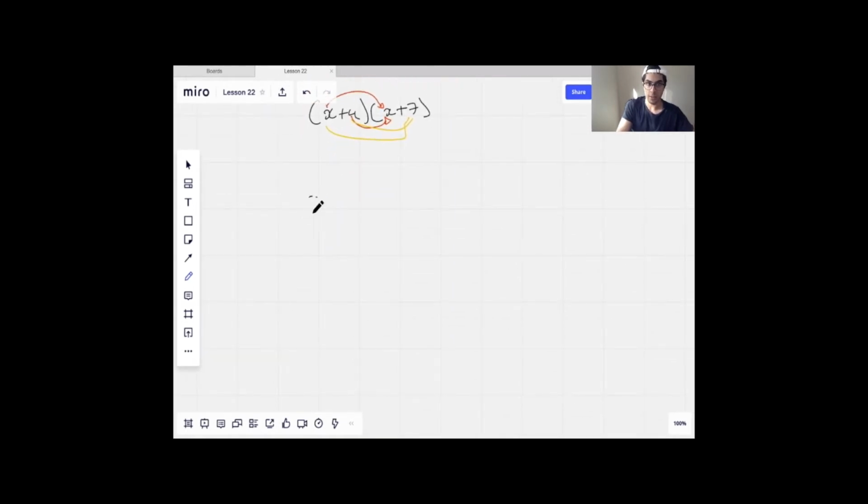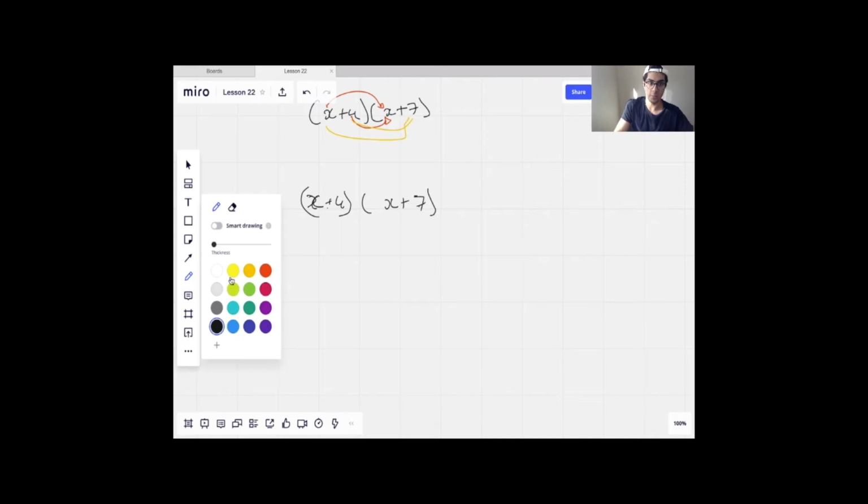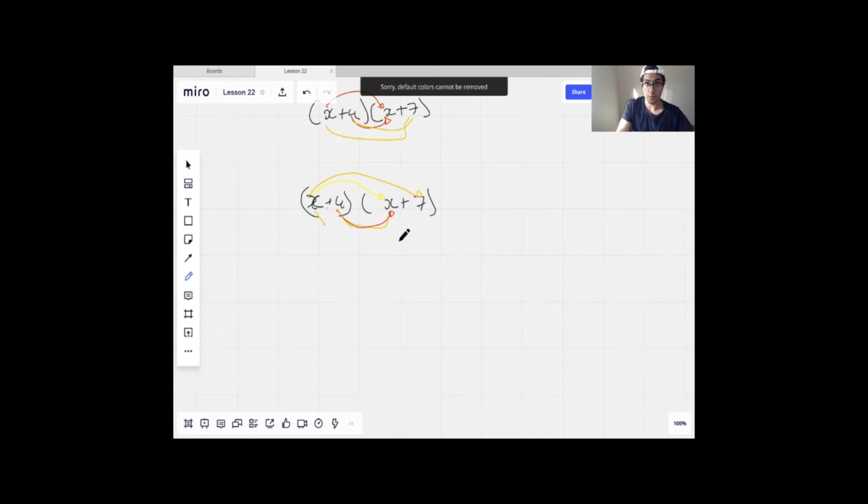Back to that. So we have x plus 4 and x plus 7. So if we were to do this all in one step, what we do is x times x, and then x times 7, 7 times 4, and then since we've done the two x's now, we can do 4 times, change the color again, 4 times by x, and then 4 times by 7. Oh, so that's the same color, isn't it?